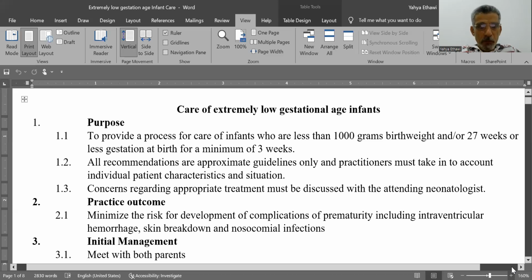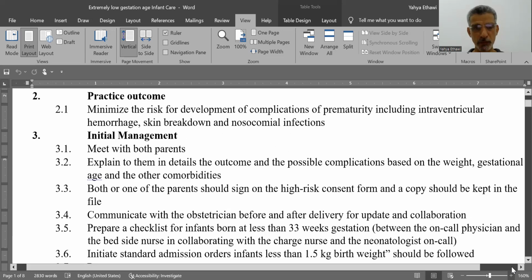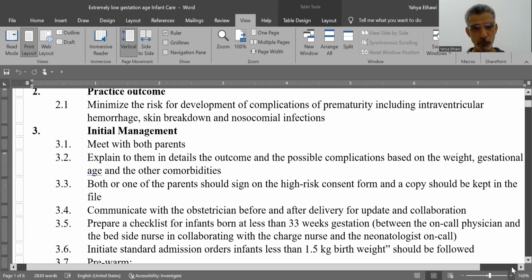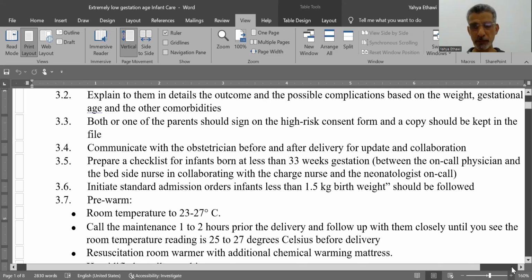Okay, so this is an example of care of an extremely low gestational age infant. That means any baby below 1,000 grams or below 27 weeks. These are the guidelines for this baby. The guideline tells you the purpose, the outcome that we are expecting, and the initial management, what we should do, and the checklist that we will have. So when we expect a baby less than 1,000 grams, we meet the parents, explain the outcome, and sign them on documents.